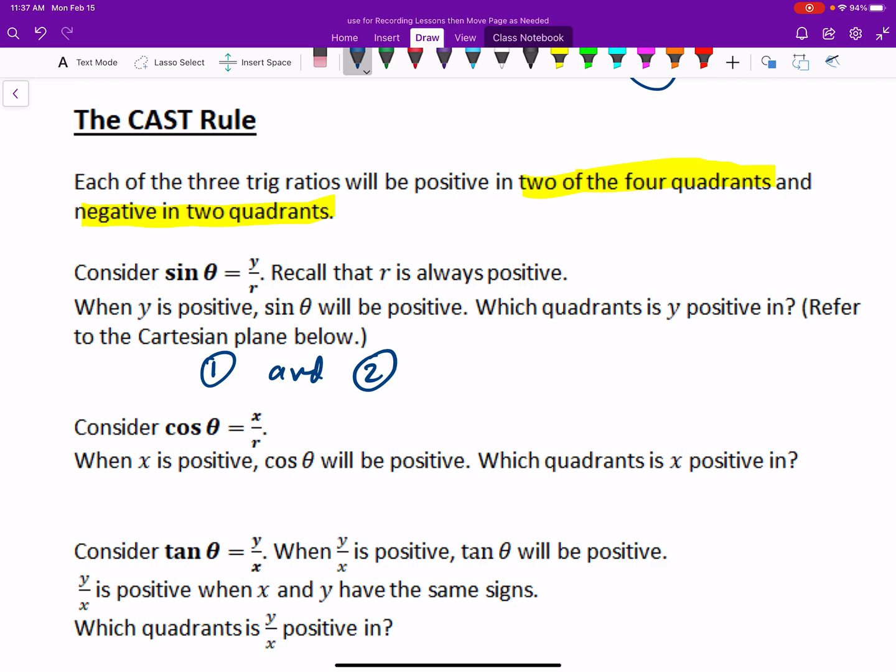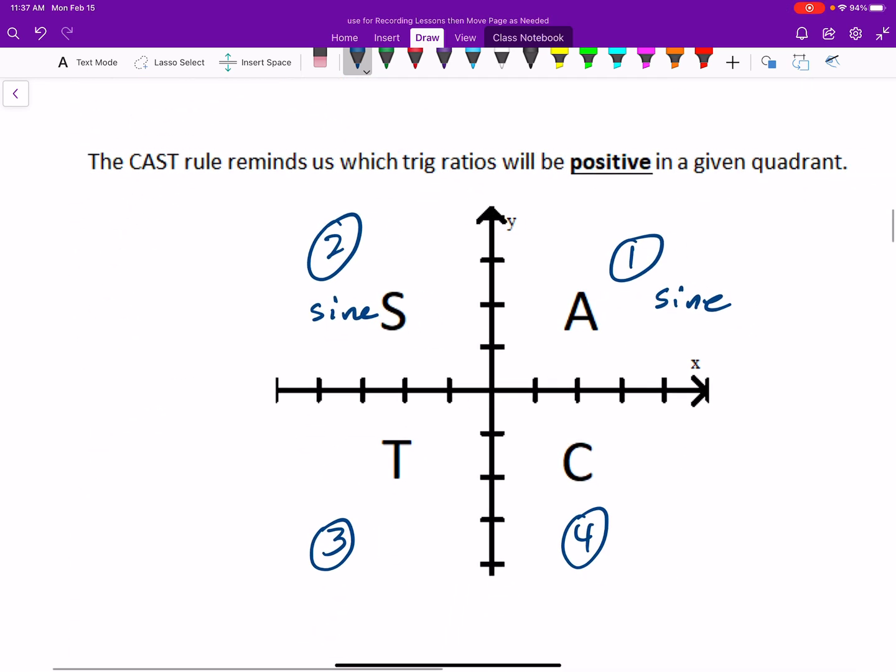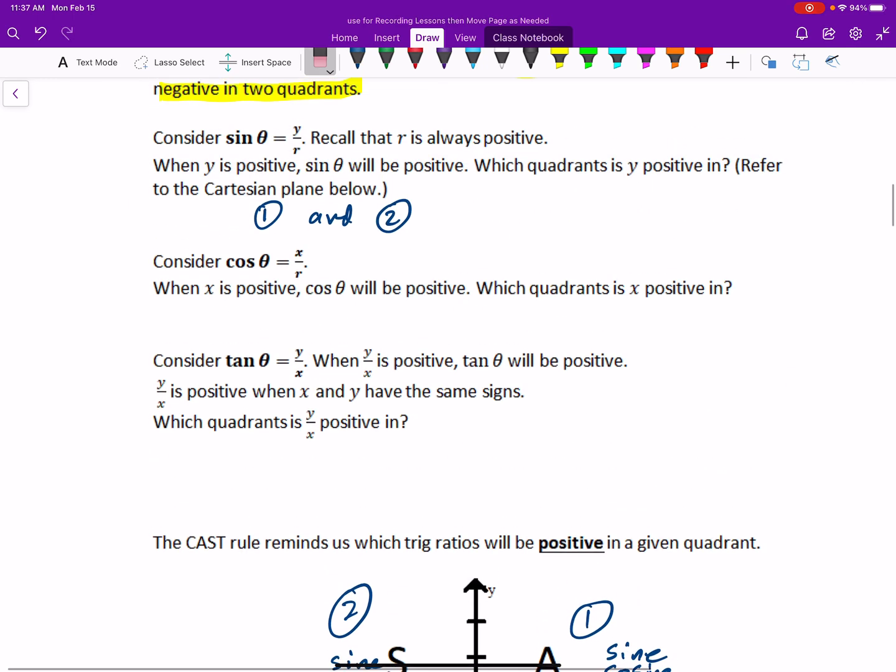Now, cosine is identified as x over r. When x is positive, cosine is going to be positive. Which quadrants is x positive in? Well, this is the x-axis here, and we know that to the right of the y-axis is where we have our positive x values. So the 2 quadrants that butt up against that would be quadrant 1 again and quadrant 4. And so I guess I should write that in here. 1 and 4.